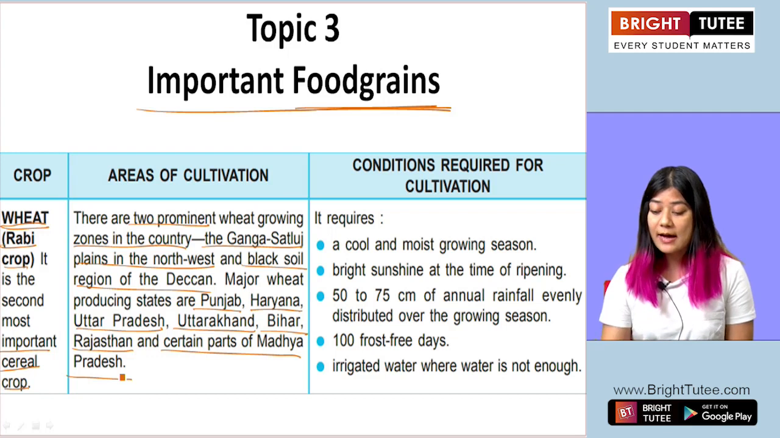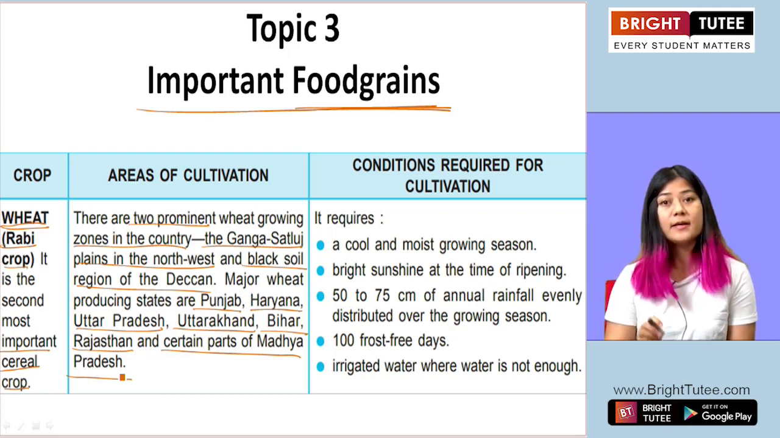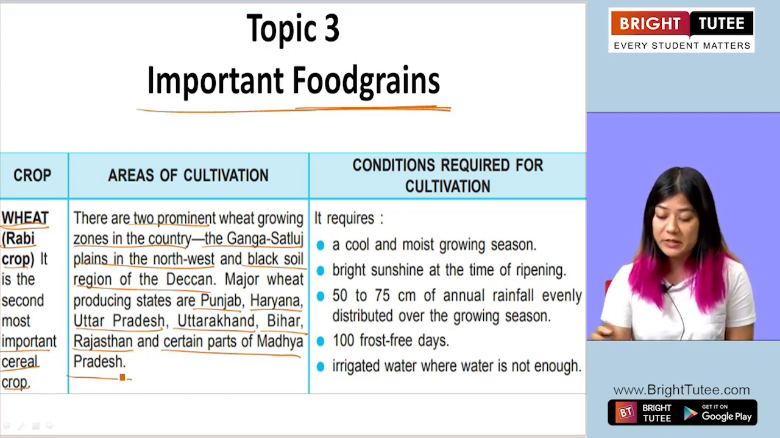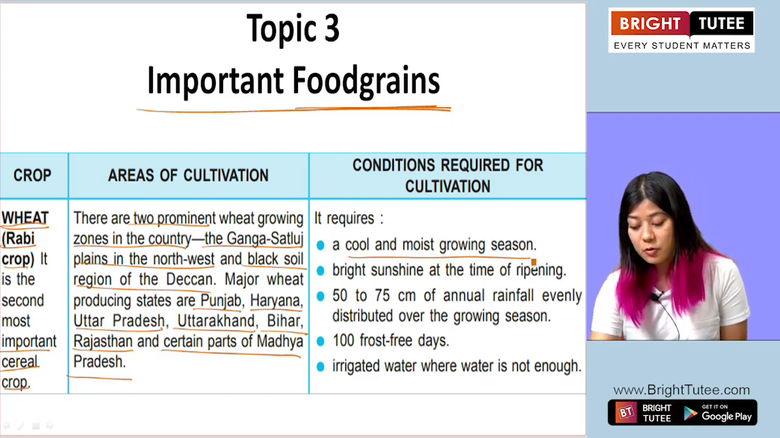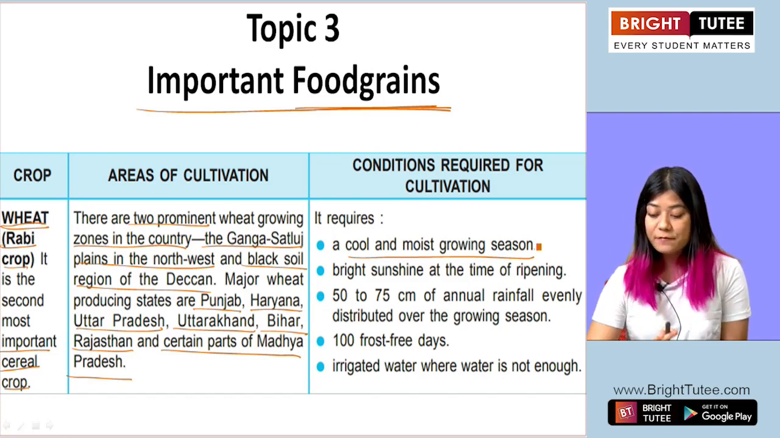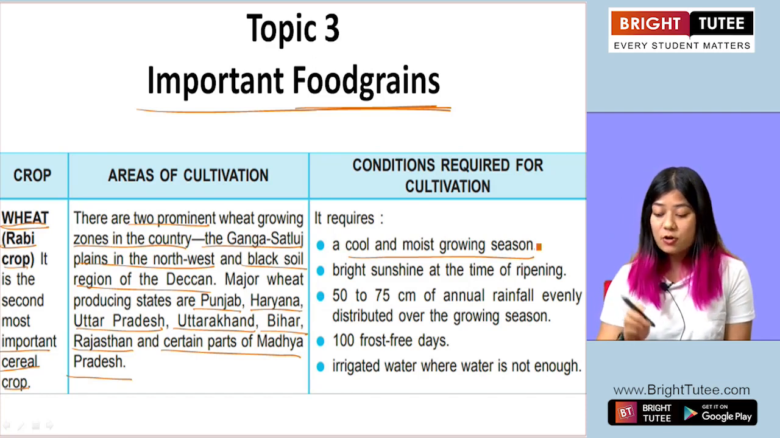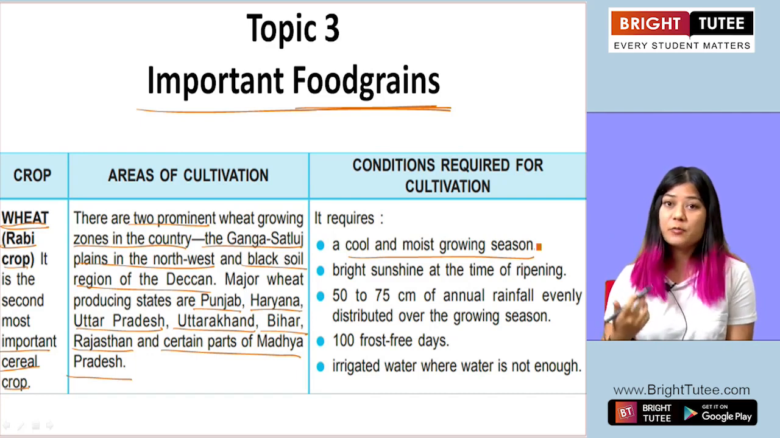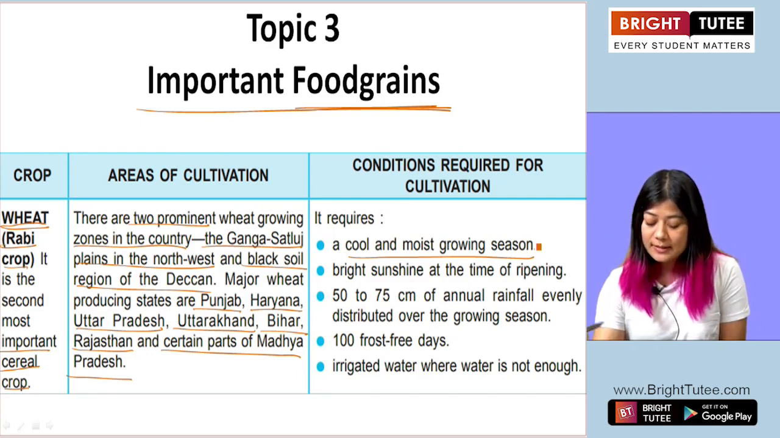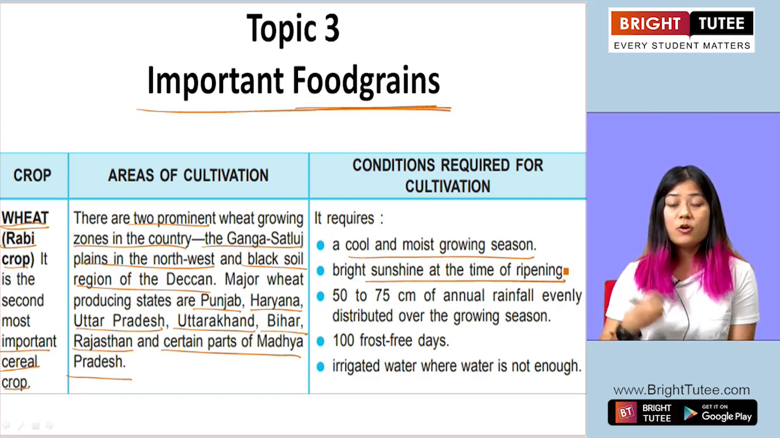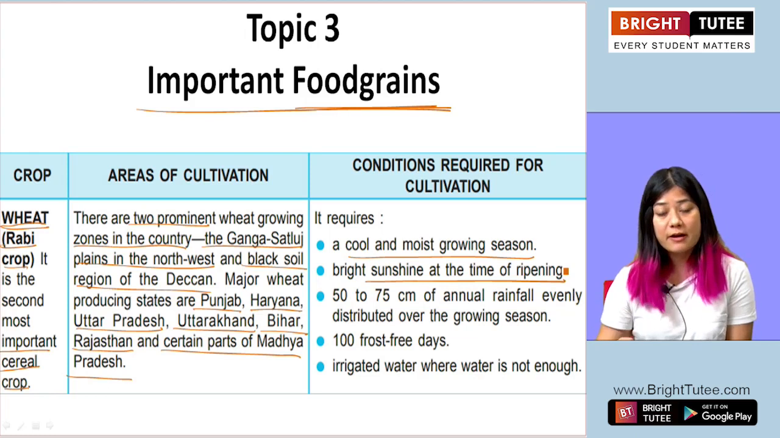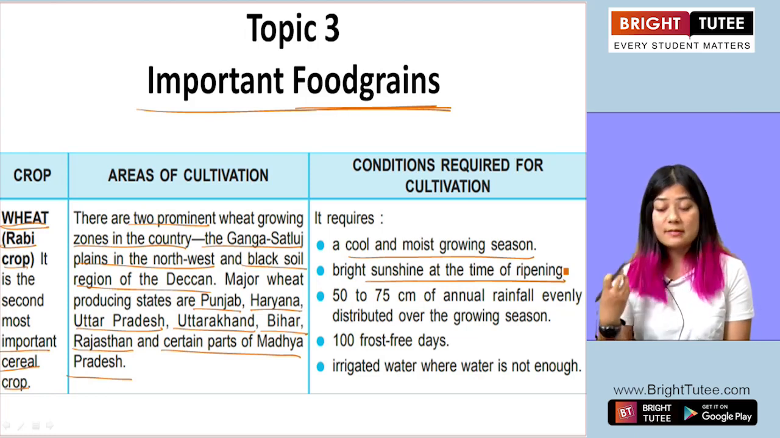Now let us look at some conditions required for the cultivation of wheat. Wheat cultivation requires a cool and moist growing season. If the season is not cool and moist, the cultivation will not be fit. The second requirement is bright sunshine at the time of ripening, not at the time of sowing, when the seeds are sown in the ground, but at the time of its ripening.